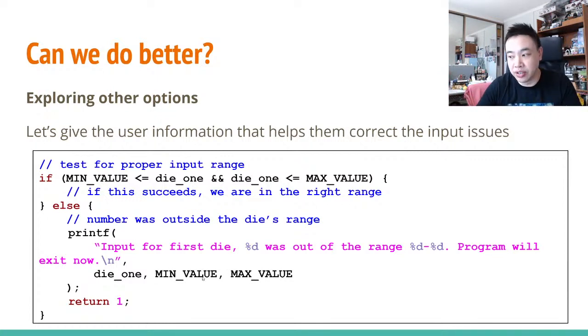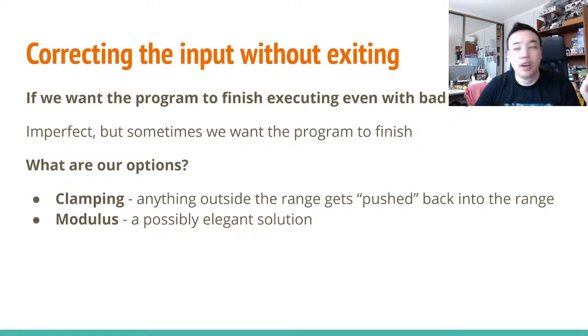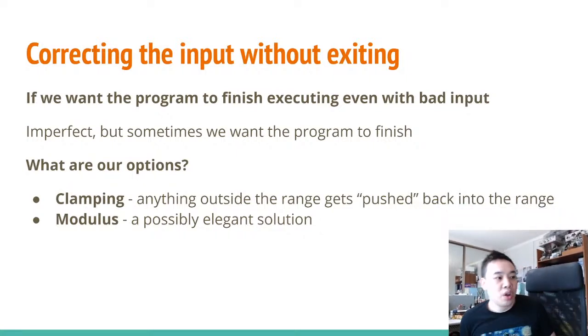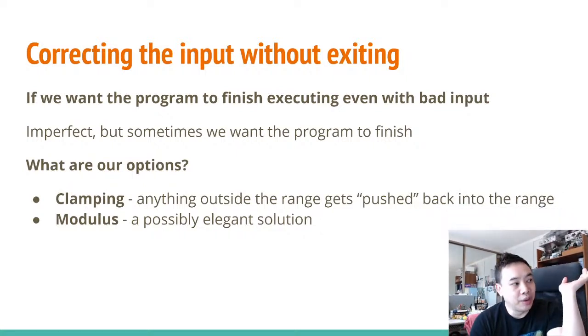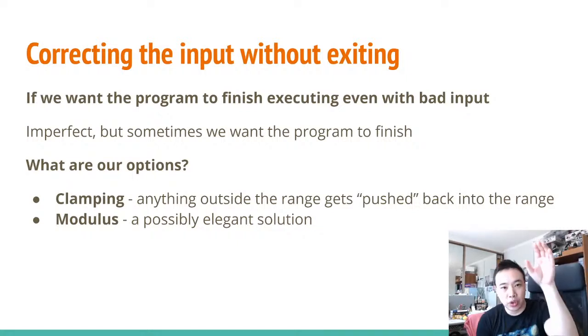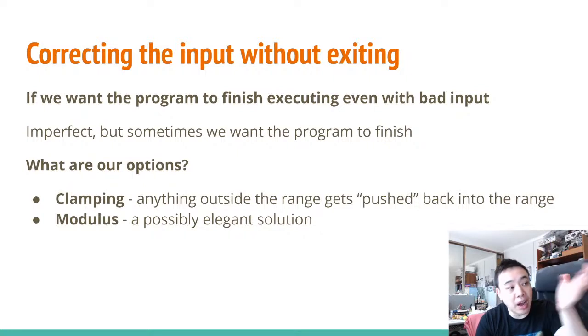If our decision is to just reject the input. But what if we were thinking about a different way of doing things? So let's think about the possibility of correcting the input without exiting. So what if we want to say to the user, your input is incorrect. I see that your input is incorrect, but what if I help you make it correct?